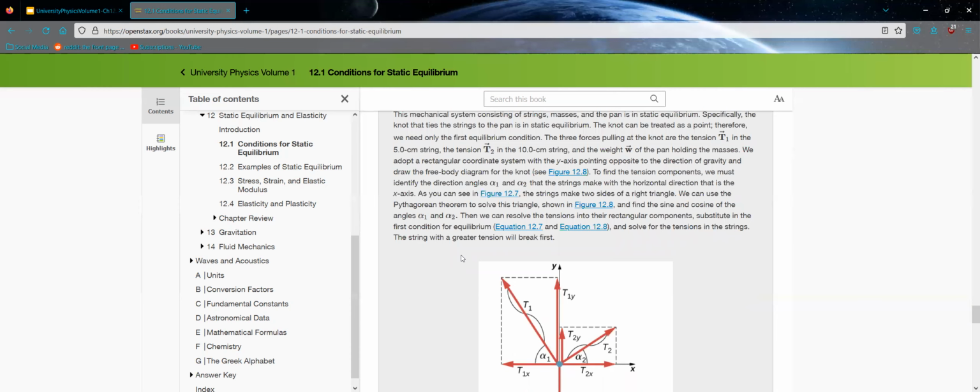Then we can solve the tensions in the rectangular components, the x and y coordinates, right? Substituting the first condition of equilibrium and solve for the tension of the strings. The string with the greater tension will break first.